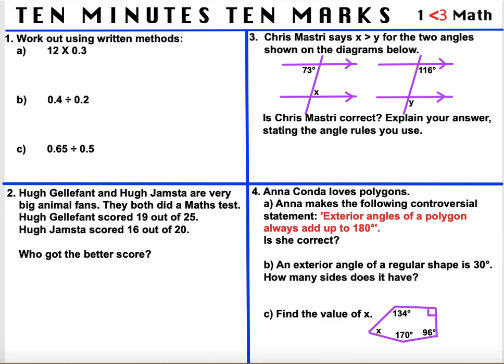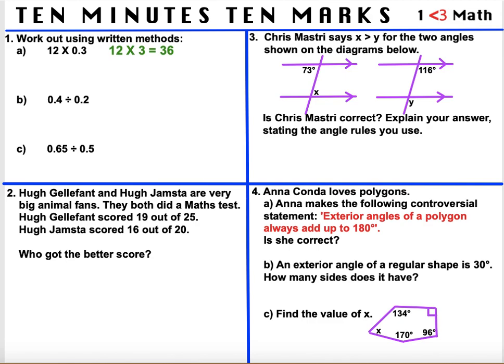So question 1 says work out using written methods parts A, B and C. So first of all, part A, everybody likes a good part A. We need to do 12 times 0.3. Now I'm going to come at this question, and remember, by the way, you can always use different methods, as long as you get the right answer and show your working out. So I'm going to do it by saying, well, I know that 12 times 3 is 36.